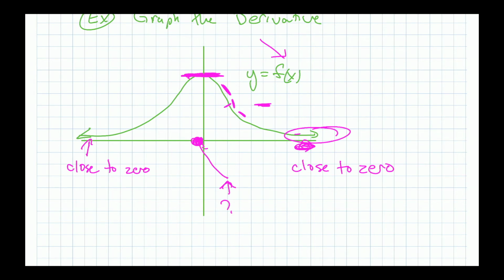Why does it do that? And then from there on, it starts to level out, which means it's starting to go closer to 0, and then it levels out like that.